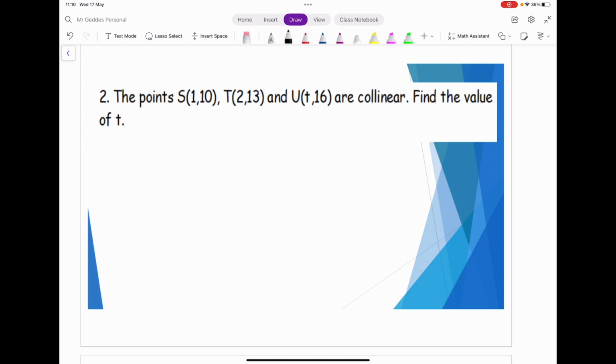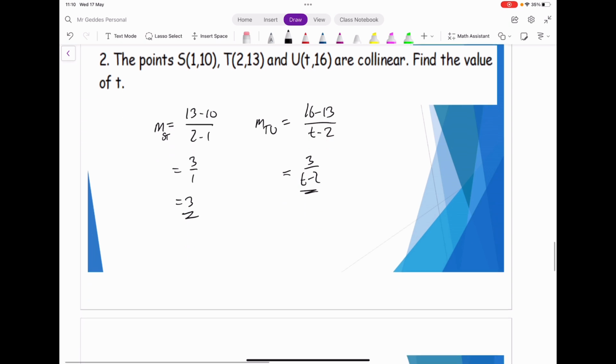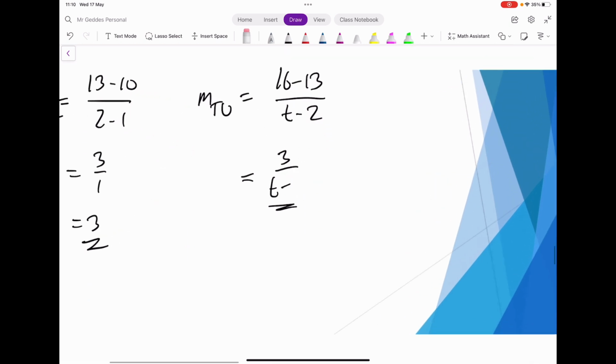Okay, so same again. 13 minus 10, 2 minus 1, 3 over 1, 3. That was for ST. And the gradient of TU is 16 minus 13 over T minus 2. That's 3 over T minus 2. Just be careful, it's on the bottom this time. I'm going to sort that.